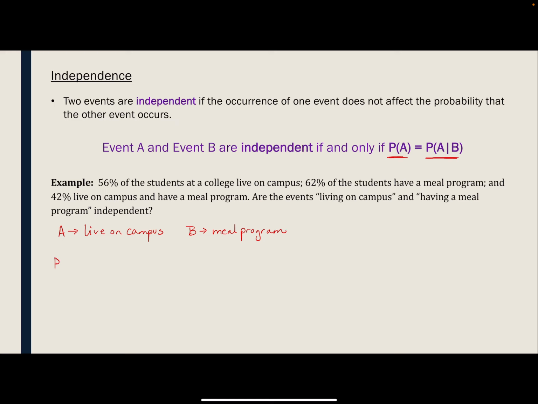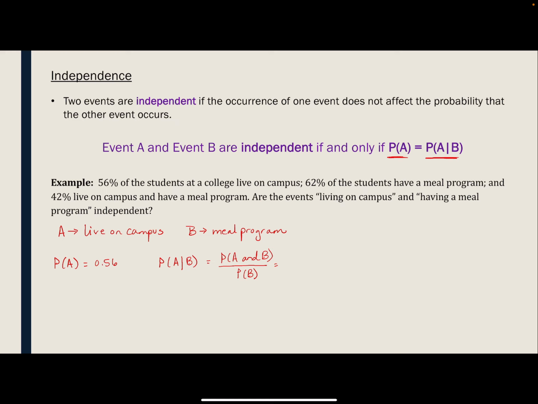Well, the probability of event A, the probability that they live on campus, that's given to me in the problem. It's 0.56. I want to compare that to the probability of event A given B. So does having a meal program change the probability that a student lives on campus? So this would be the probability of A and B divided by the probability of B.